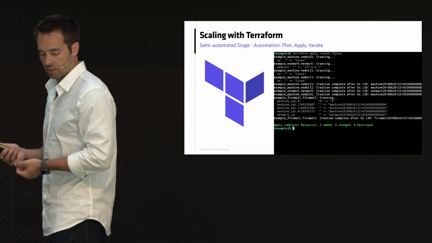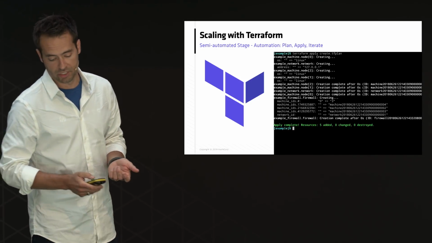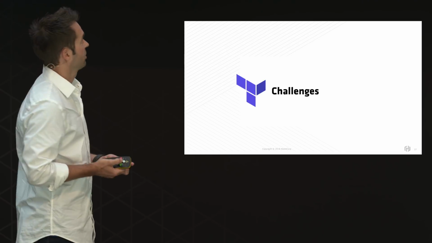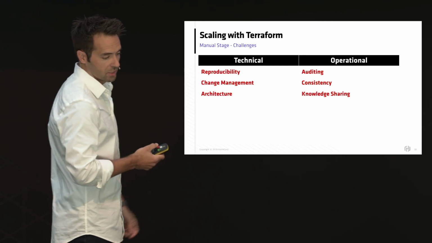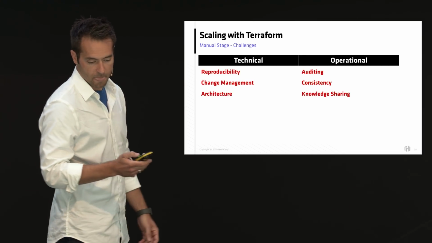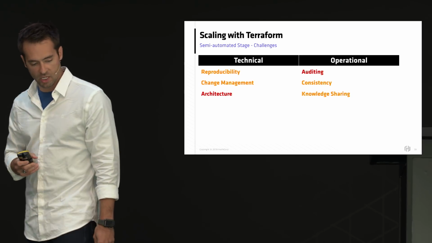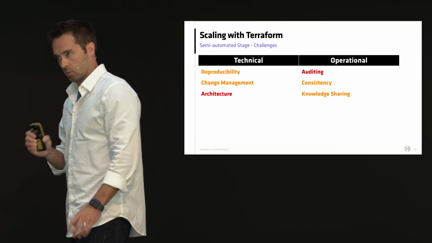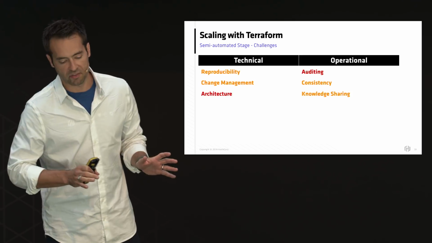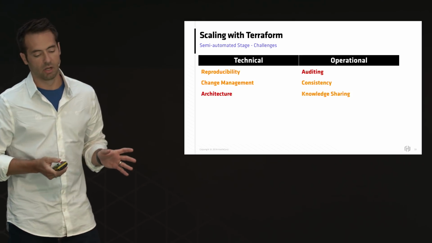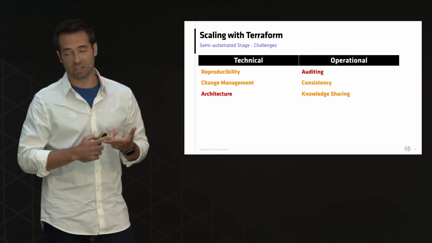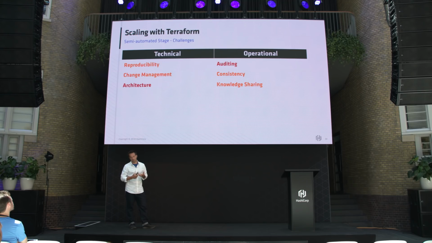So now that we're defining our infrastructure and we're automating its creation, we're going to look at those challenges again. So this is where we were in the manual stage. And I feel like we've done a lot better here. We're not perfect. We haven't improved everything, but we have upgraded. Reproducibility, we have a config file. We know what we want. If something catastrophic happened, we could redo it.